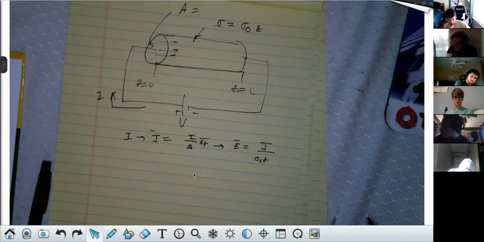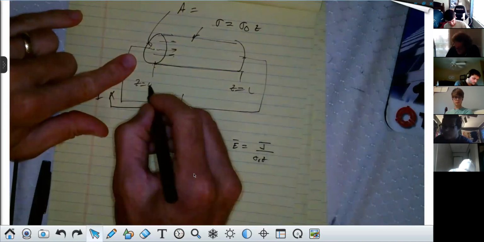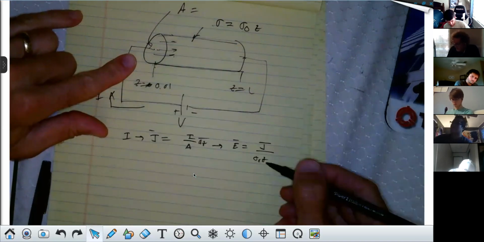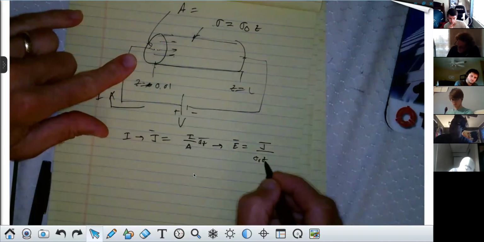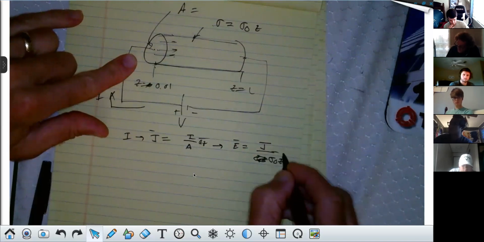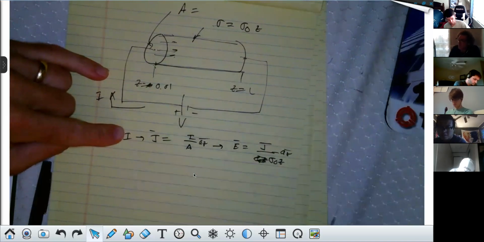All right. I should say one other thing. Let's not make Z equals 0. Let's make it 0.01. Because if I make this 0, it's going to mess up. So it's really, this is going to be sigma naught Z. And it would be in the AZ direction, correct? Now remember, J is just I over A. Y'all hear me now?